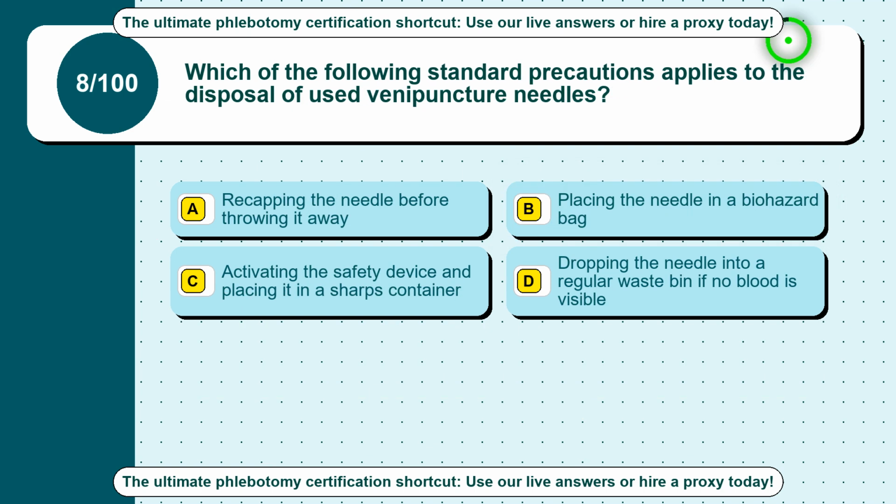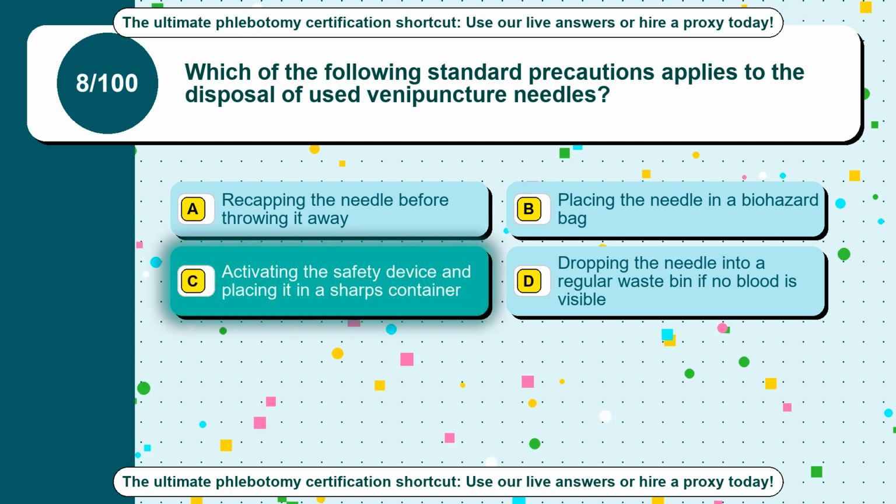Question 8. Which of the following standard precautions applies to the disposal of used venipuncture needles? Option A. Recapping the needle before throwing it away. Option B. Placing the needle in a biohazard bag. Option C. Activating the safety device and placing it in a sharps container. Option D. Dropping the needle into a regular waste bin if no blood is visible.